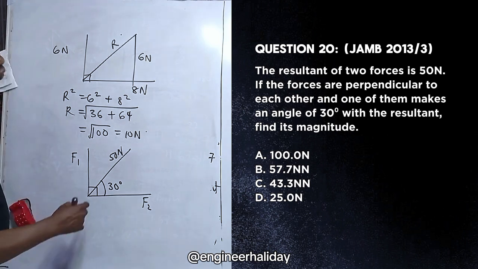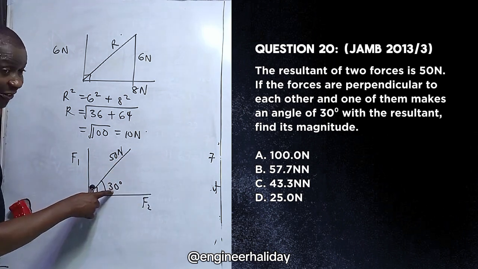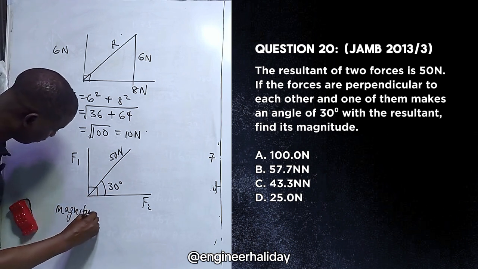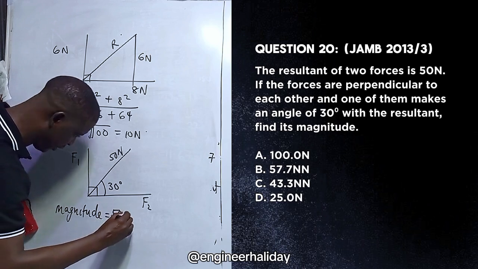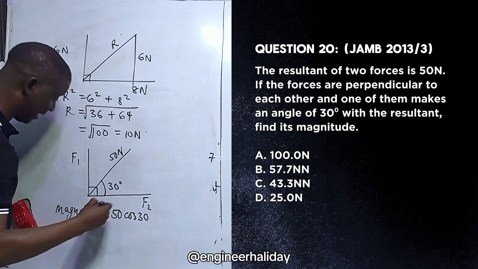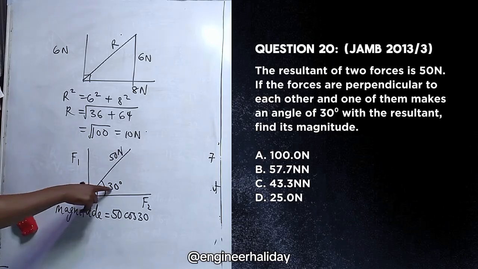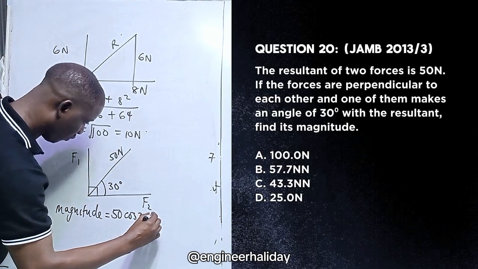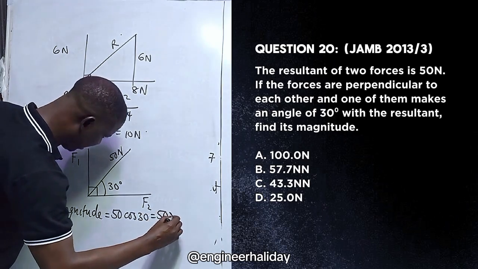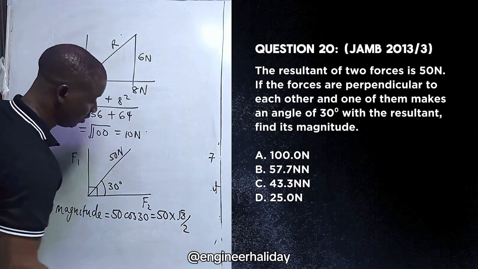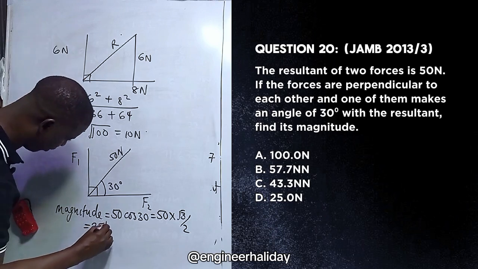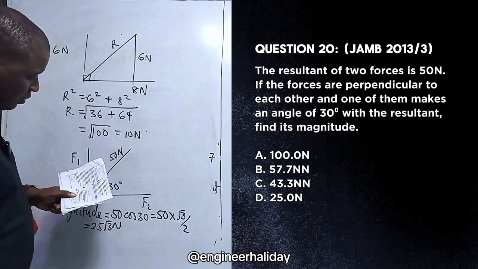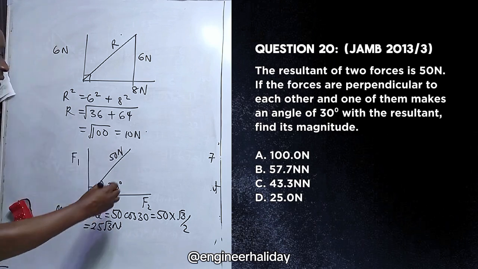To find the magnitude, just resolve it along the angle by closing it. So the magnitude of that will now be 50 cos 30, which is along F2. So this is the magnitude. We resolve in line with the angle given to you, inclined to that axis. So that will give you 50 times root 3 over 2, which is 25 root 3 Newton.